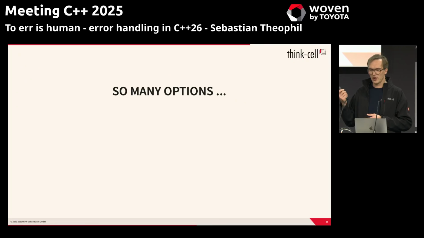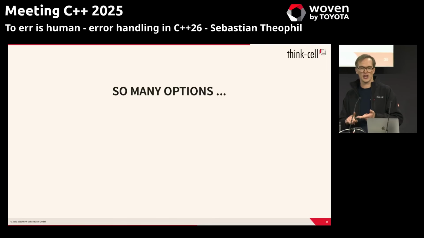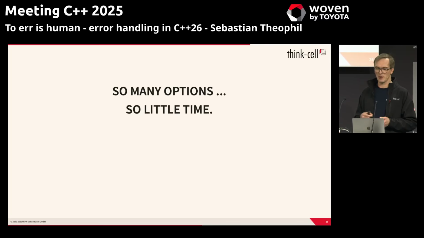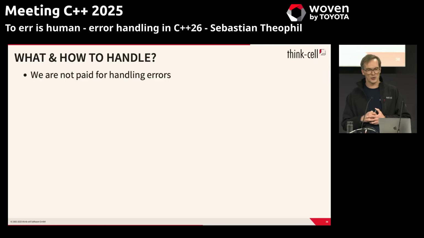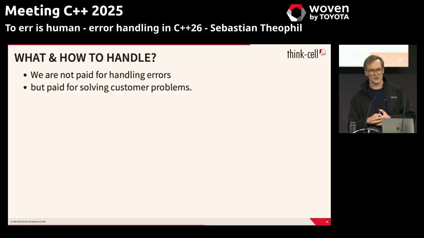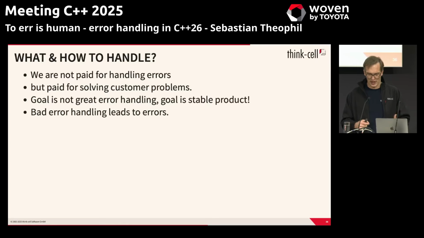Okay, so we have a lot of options for error handling, for writing correct code, for checking that our code is correct at runtime. But we have so little time, right? Because, as I've said in the beginning, we're not actually paid for handling errors. We are paid for solving customer problems. And the goal is to get to a stable product fast. And we want to write good error handling code.